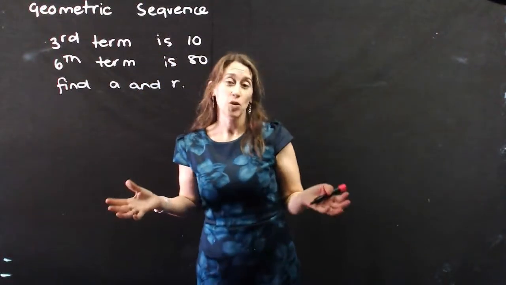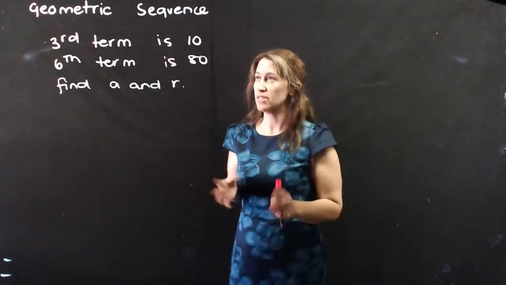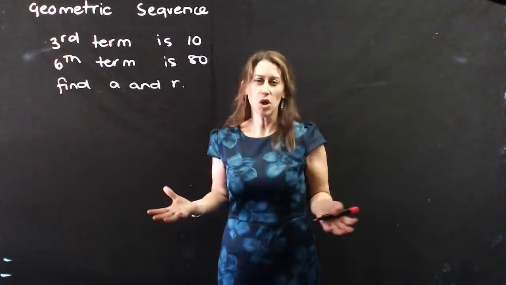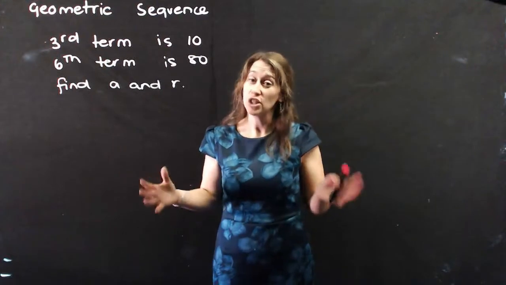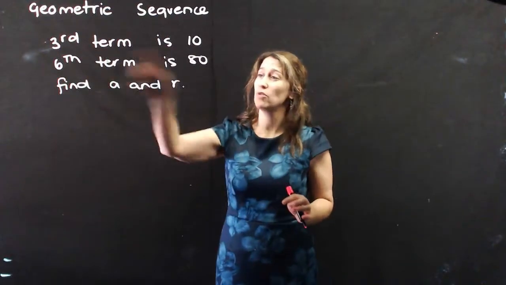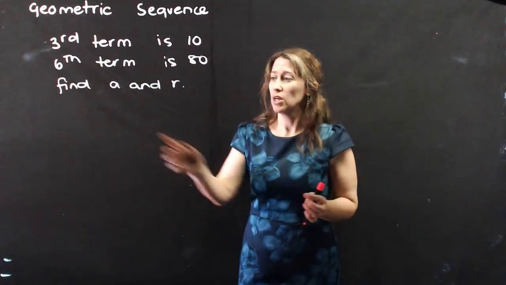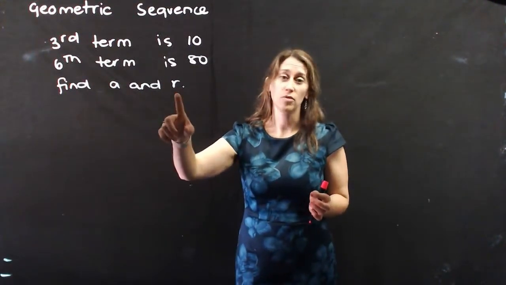So this is a continuation of the introduction to geometric sequences. I'm looking at some harder geometric sequence questions now. These kinds of questions are when we've been given information that it is a geometric sequence and we've got the third term, which you can see is 10, and the sixth term, which is 80. We've got to find the first term and the common ratio.